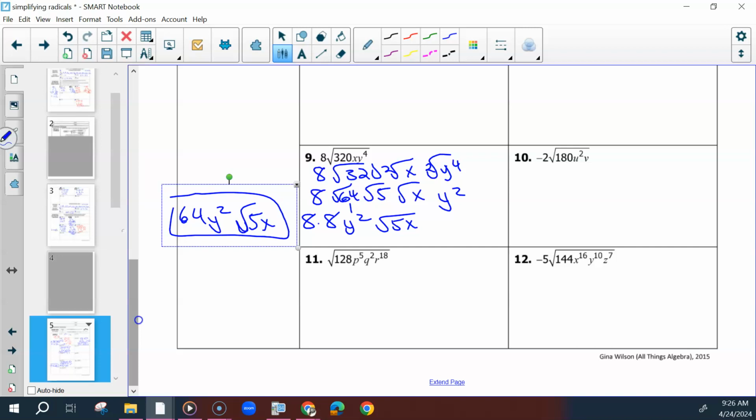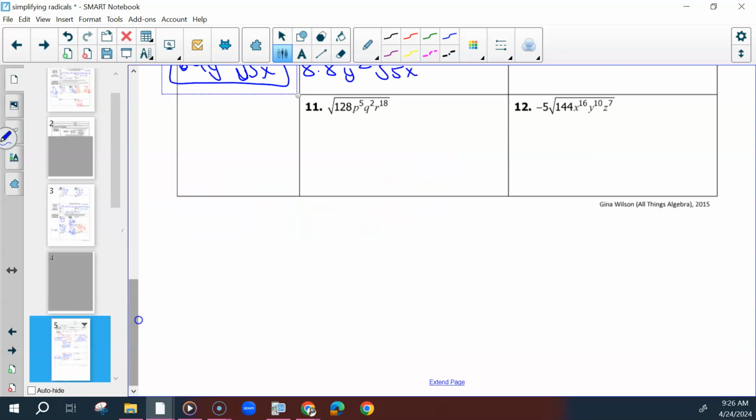One more on this page. I'll let you guys choose 11 or 12. Okay. Go ahead and separate everything.